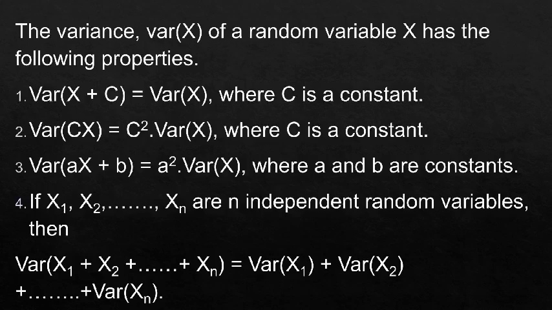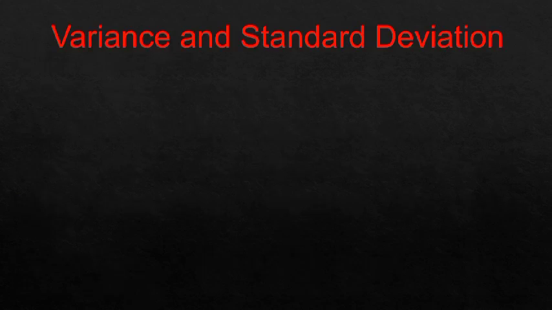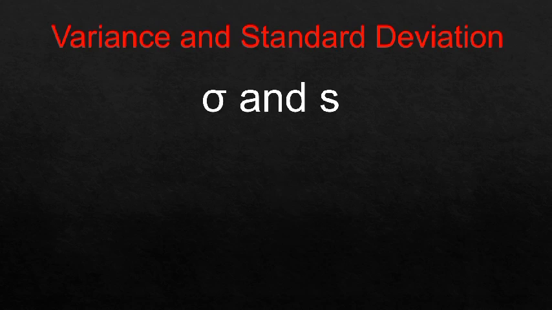So, the variance of a random variable has the following properties. Now, let's have a look at the relationship between variance and standard deviation. Standard deviation is the positive square root of the variance, and these are the symbols that are used correspondingly to represent population and sample standard deviation.